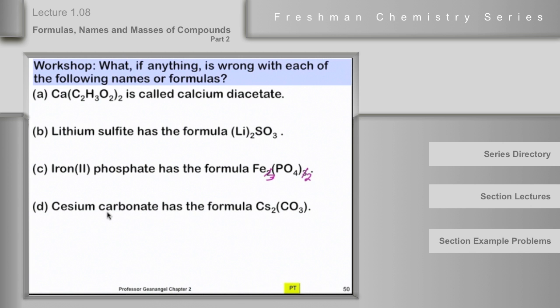Okay, let's look at the last one. Cesium carbonate has the formula Cs2(CO3) in parentheses. Is there anything wrong with that?